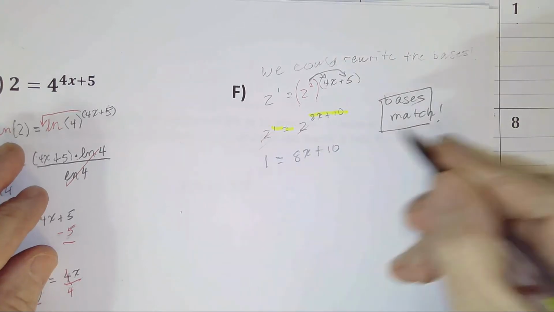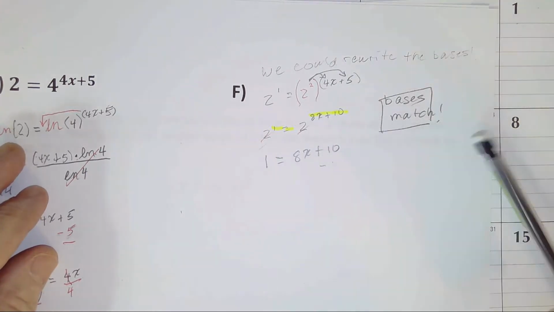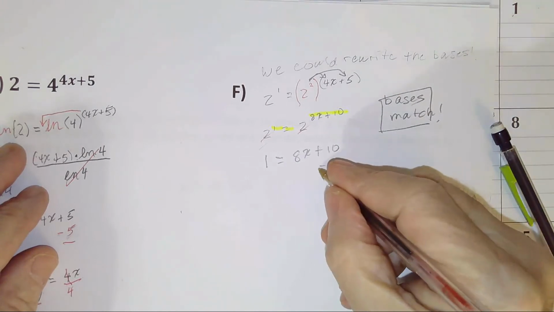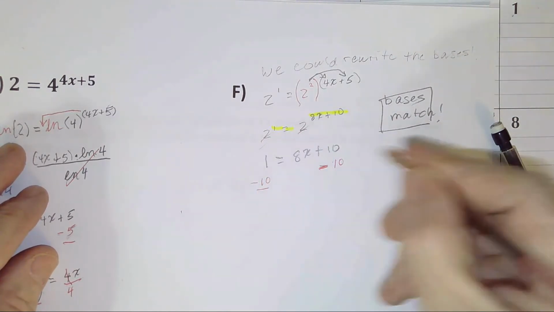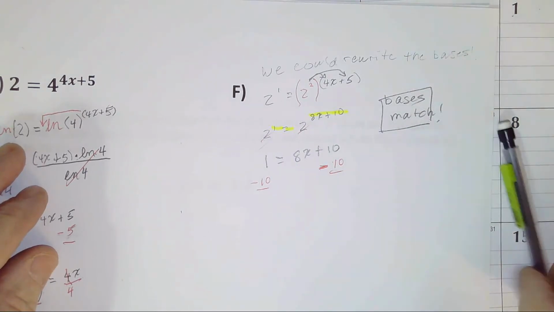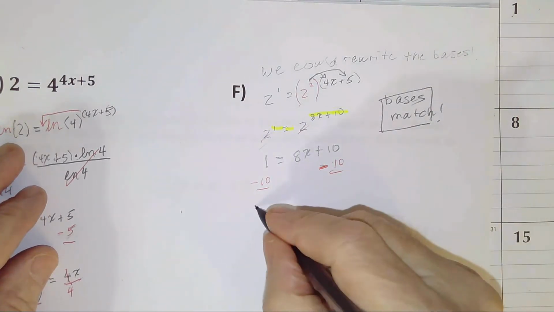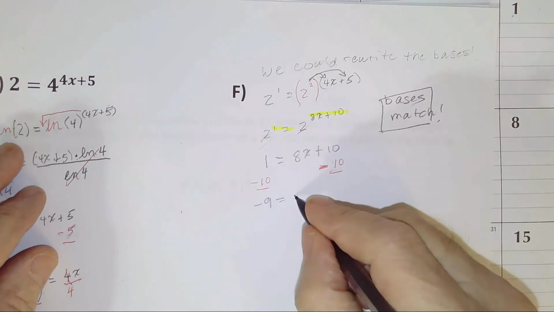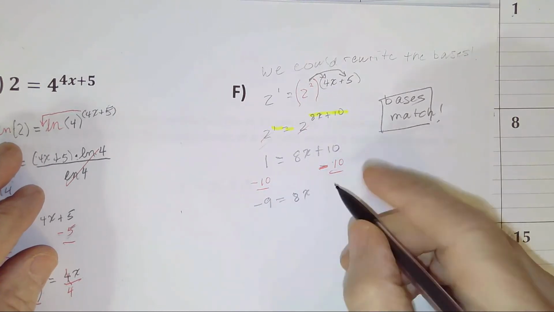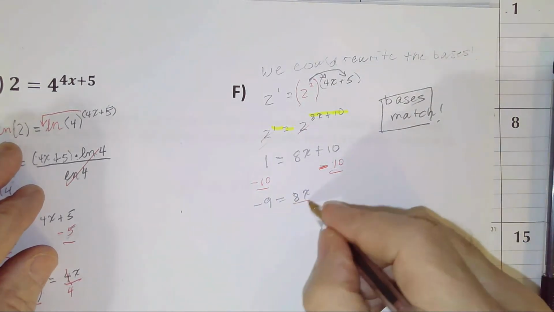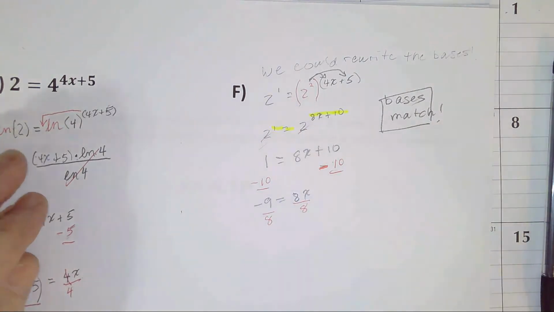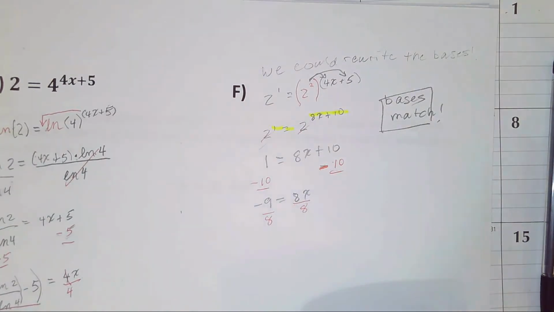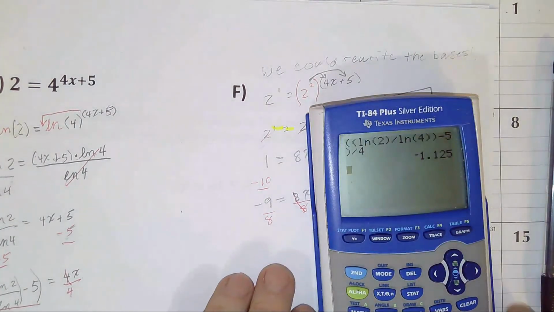Solve for x. Subtract 10 from both sides. So we get negative 9 equals 8x. Divide by 8 on both sides. Now I got negative 9 over 8. What's negative 9 over 8? Get your calculator out. This is easy.